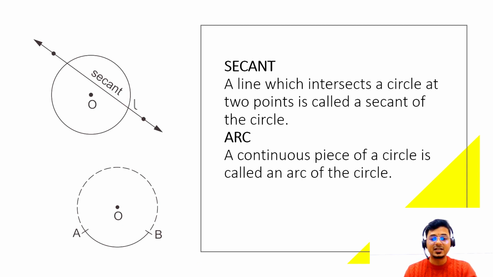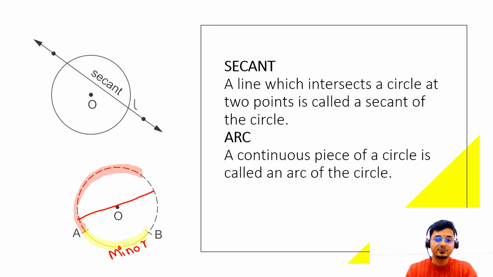Now let's understand about arc. An arc is a continuous piece of a circle. So this is arc AB. This arc is called a minor arc. Why? Because this arc is less than a semicircle. So what is a semicircle? A diameter divides a circle into two equal portions. So these two equal arcs are called semicircles. An arc whose length is less than a semicircle is called a minor arc. And an arc whose length is more than a semicircle is a major arc. So this red color arc is called a major arc.